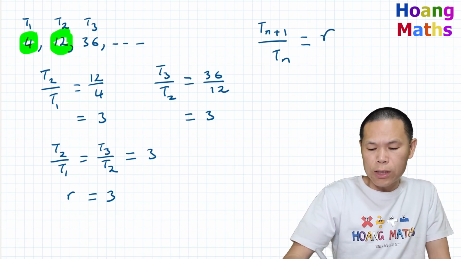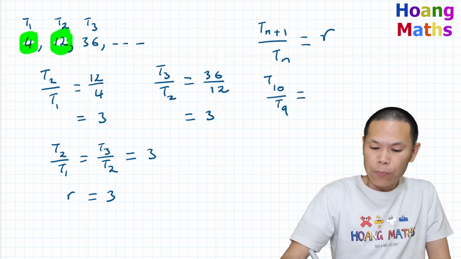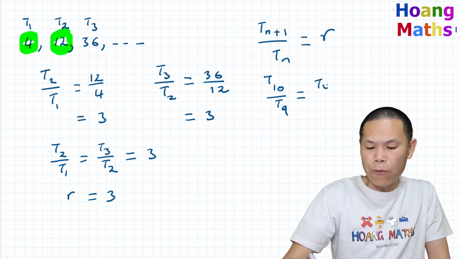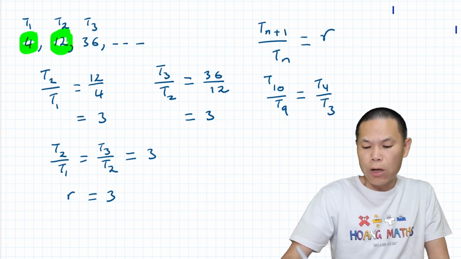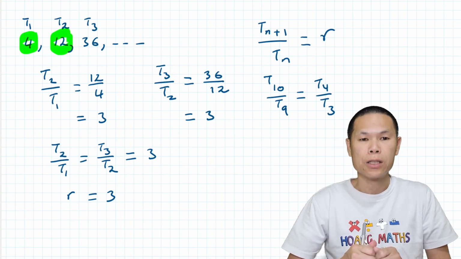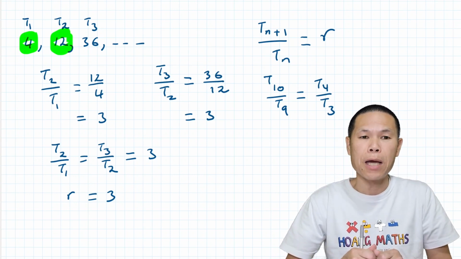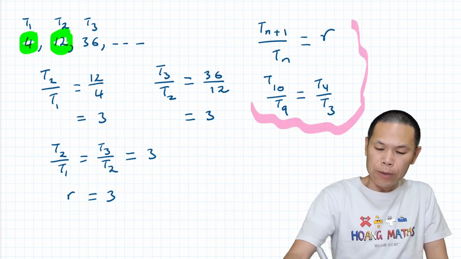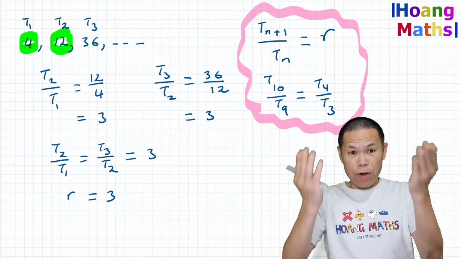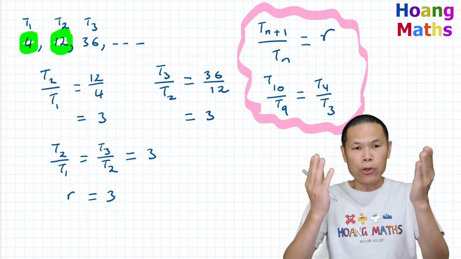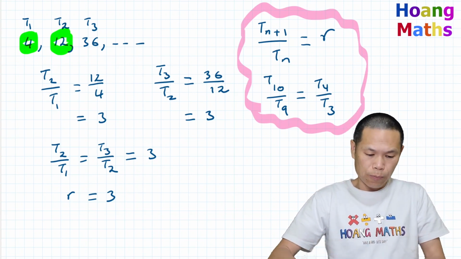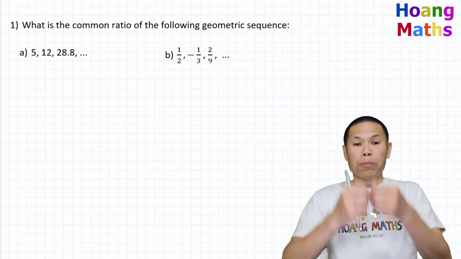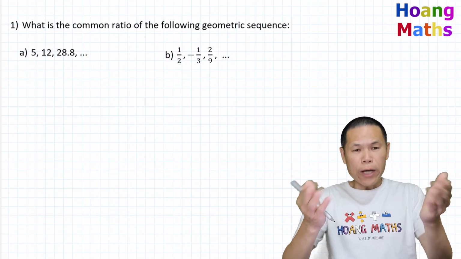Also for a geometric sequence, let's say term 10 over term 9 is exactly the same as term 4 over term 3, or term 9 over term 8, or term 6 over term 5. Please keep this in mind. Very important, so take note of this. We're going to use this to do the questions. Please pause the video and try this one yourself.